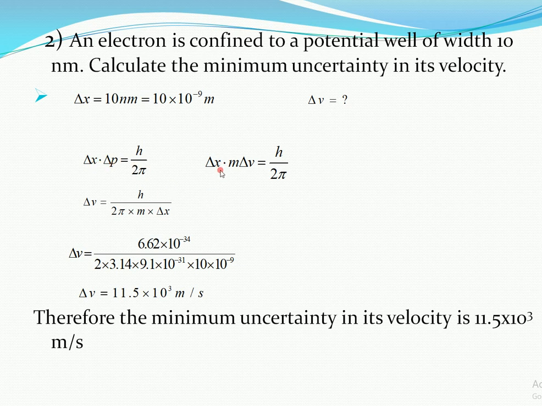Therefore, delta x into m into delta v is equal to h upon 2 pi. Therefore, delta v is equal to h upon 2 pi into m into delta x. Therefore, by putting this value, we get the answer 11.5 into 10⁻³ meter per second. Therefore, the minimum uncertainty in its velocity is 11.5 into 10⁻³ meter per second. Thank you.